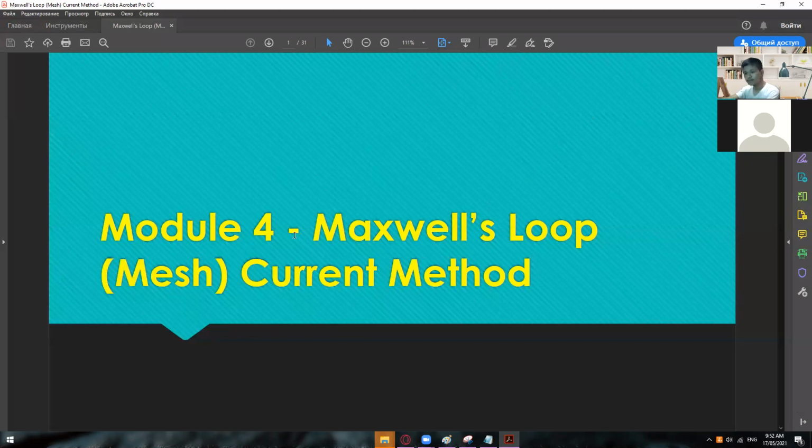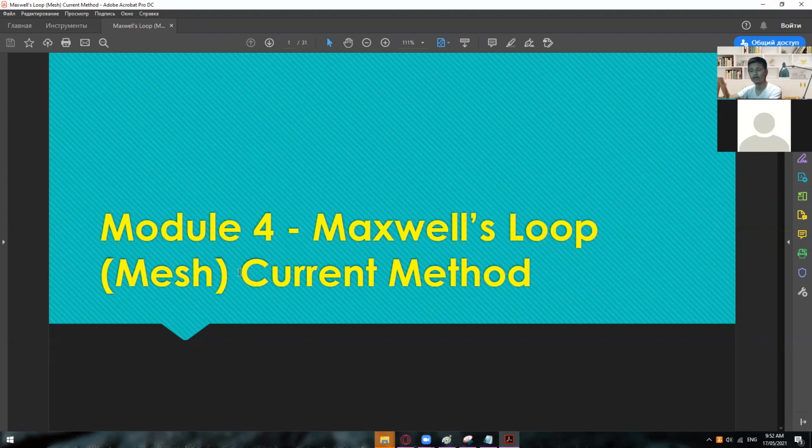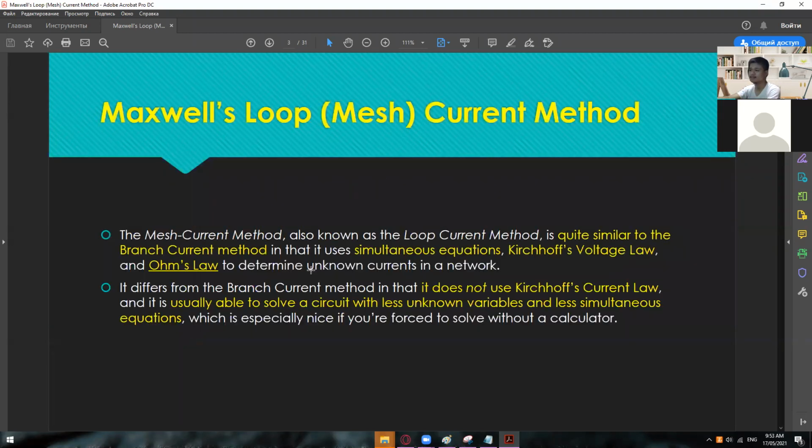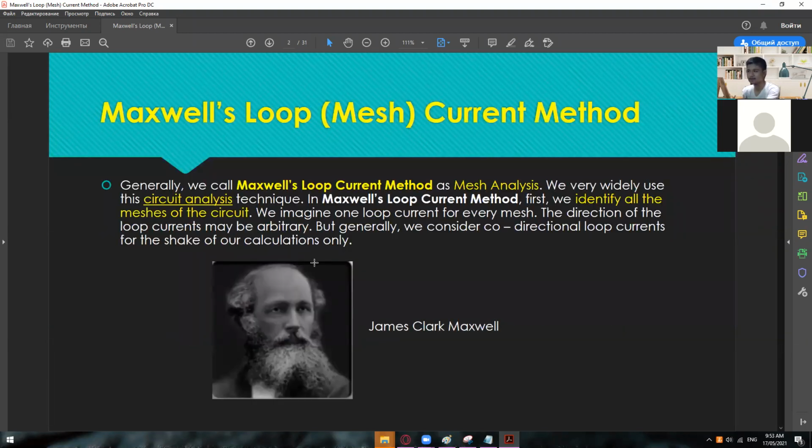All right. So basically, when we say Maxwell, it's super the same. Actually, it's 90% the same with the Kirchhoffs. It's just that there is one thing that mesh or a Maxwell loop is much better when it comes to solving complicated circuits. That is because it is only using... Okay, later on I'll discuss that one.